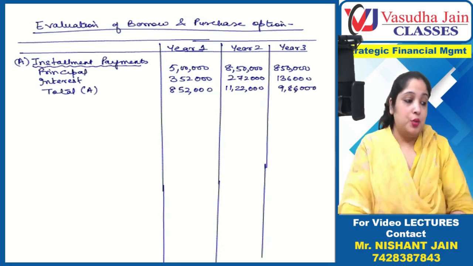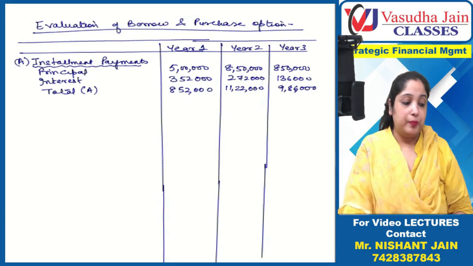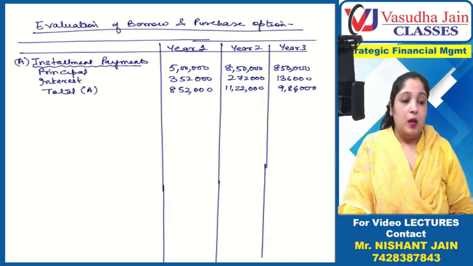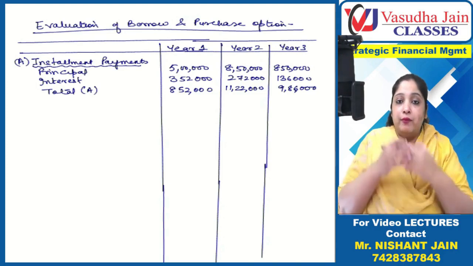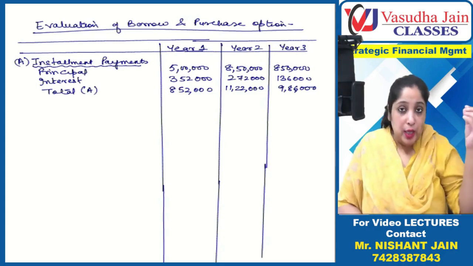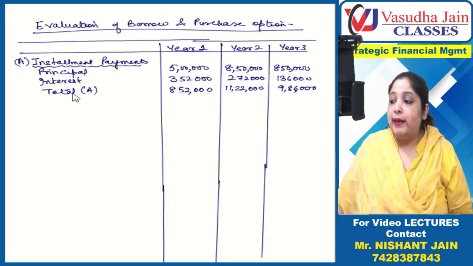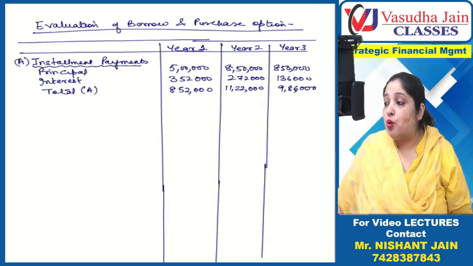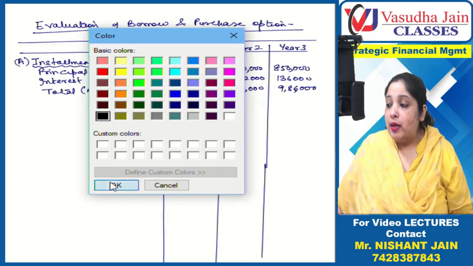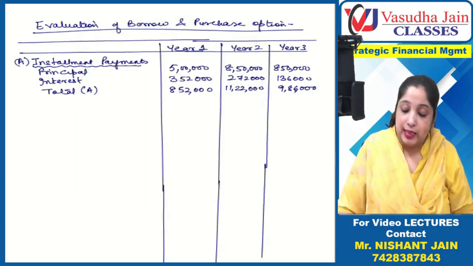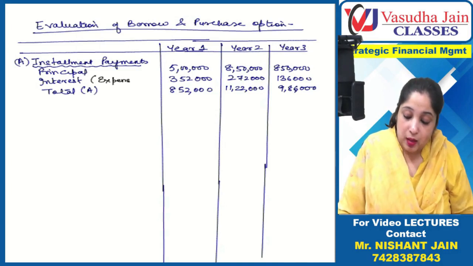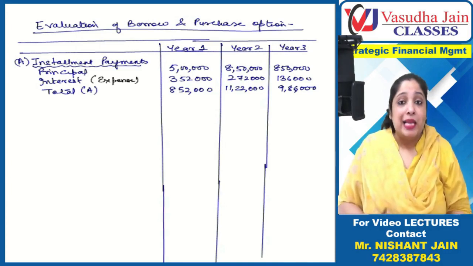Now my dear students, I told you in the beginning of the lecture that whenever you evaluate the borrowing and purchase option, always remember principal will be paid, interest will be paid, but interest will be shown in the P&L account. Interest is an expense. You can charge it in the P&L account and save tax on it.